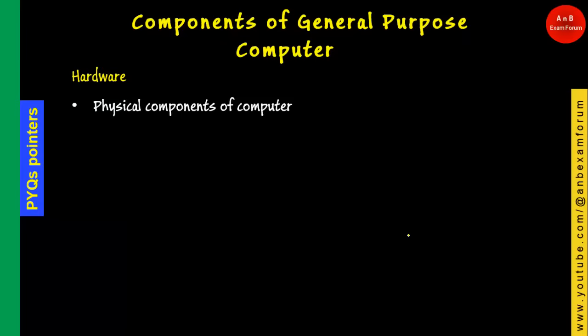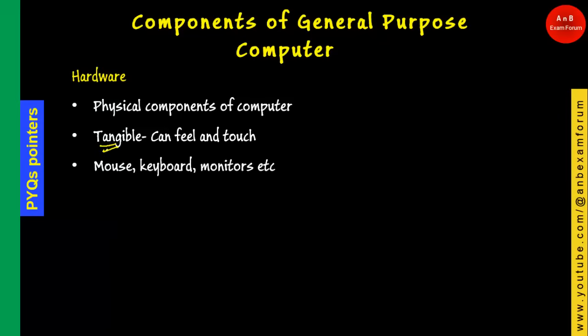So hardware, what do I mean by hardware? These are the physical components of the computer. Physical means which you can see, touch and feel. Basically that word is called tangible. Hardware is tangible in nature, meaning you can touch it. For example, you can touch the mouse, the keyboard, the monitor. All such things are hardware.